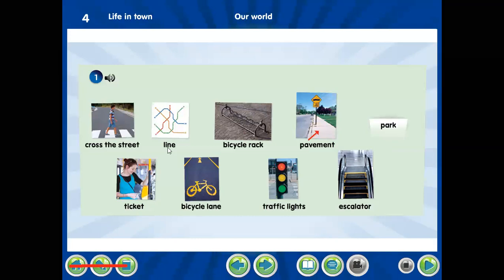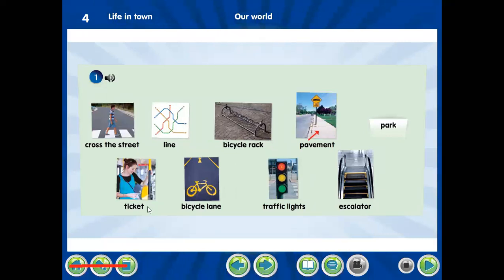Now pay attention here. This is line, lane. The bicycle lane is the special part where you can ride your bicycle. It's not a pavement. It's a special part of the street. In Huancayo it's not common to see this, but in the United States and Europe it's very common to ride your bicycle in the bicycle lane. The traffic light, you know. An escalator. Good. Let's read the vocabulary.